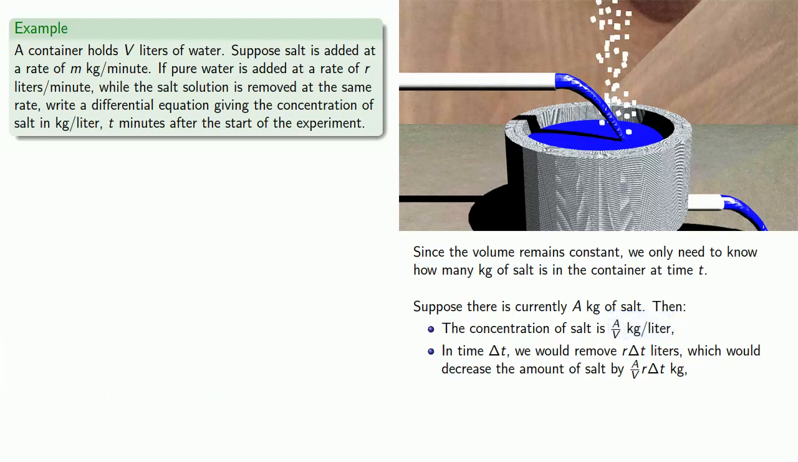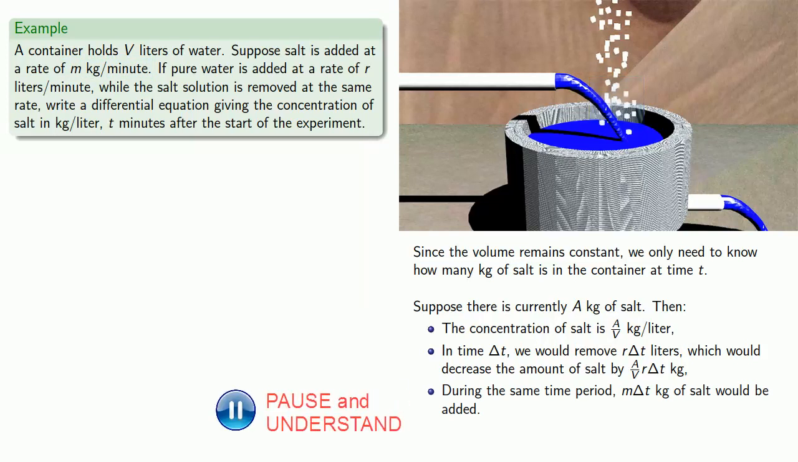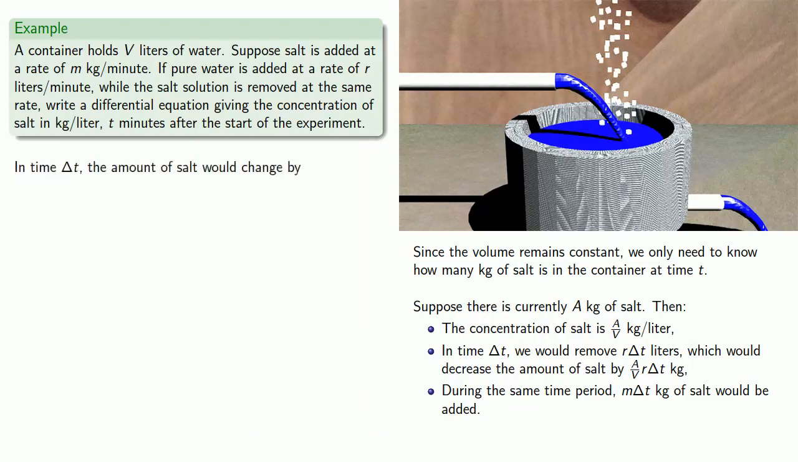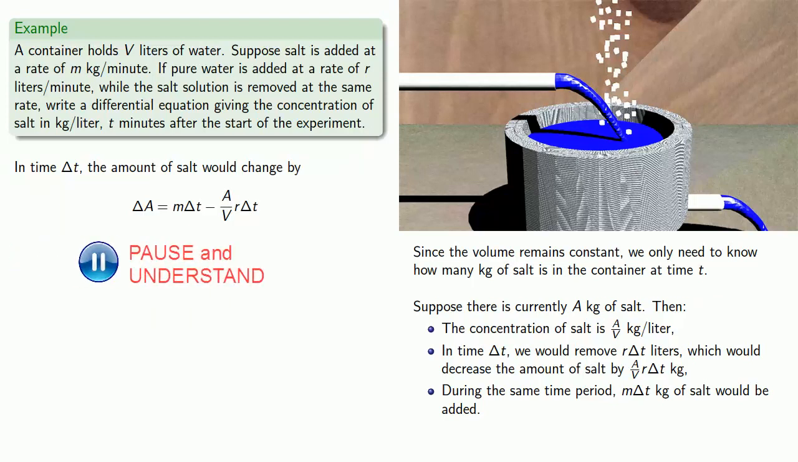At the same time, some pure water and salt have been added. And since we're adding salt at a rate of m kilograms per minute, we would have added m delta t kilograms of salt. And so we might summarize, in time delta t, the amount of salt would change by the m delta t that we've added, minus the amount A over V r delta t that we've removed. Now both of these terms have a factor of delta t, so let's factor that out. And we'll try and get an expression for delta A over delta t.